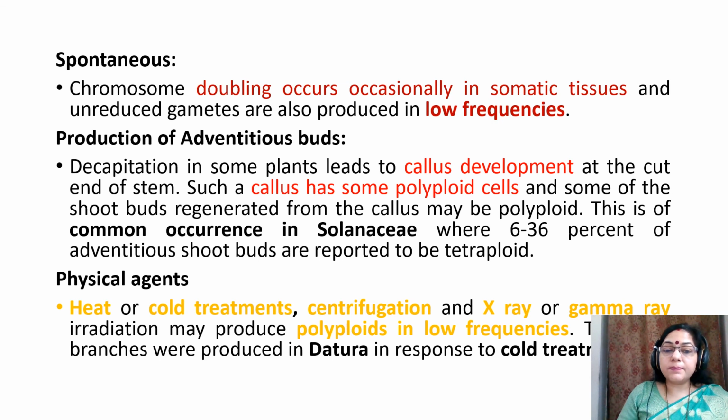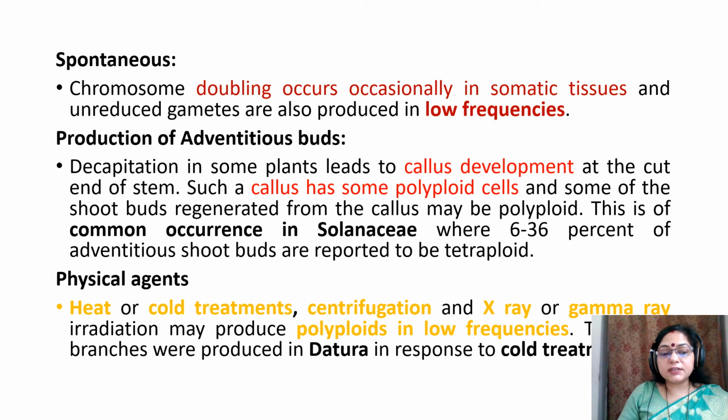Decapitation in some plants leads to callus development at the cut end of the stem. Such a callus has some polyploid cells, and some of the shoot buds regenerated from the callus may be polyploid. This is of common occurrence in Solanaceae, where 6 to 36% of the adventitious buds are reported to be tetraploid.